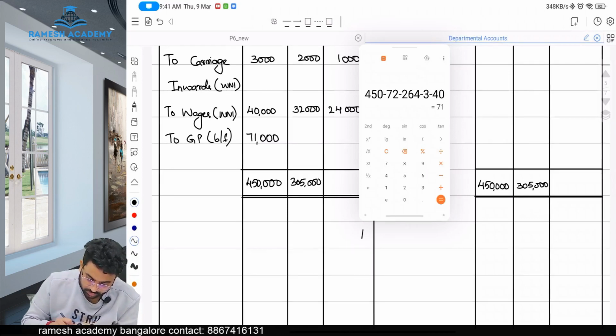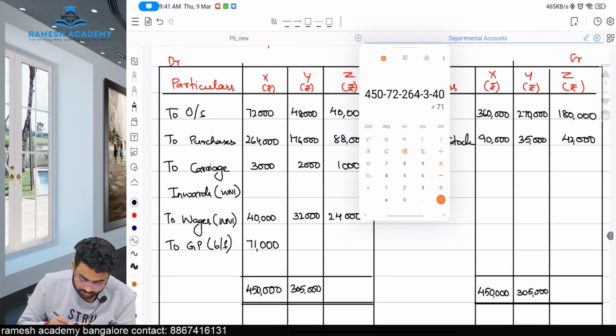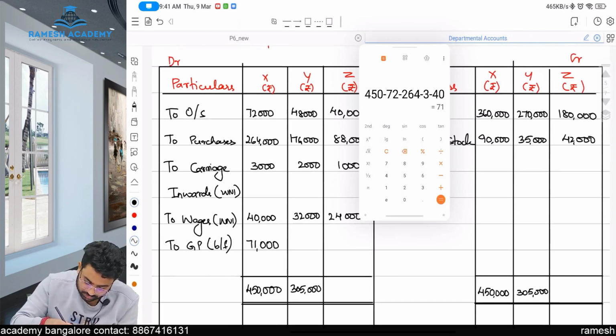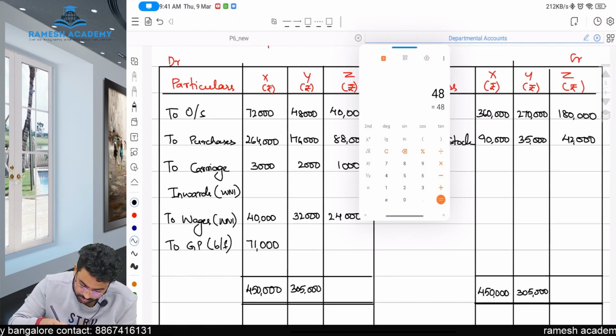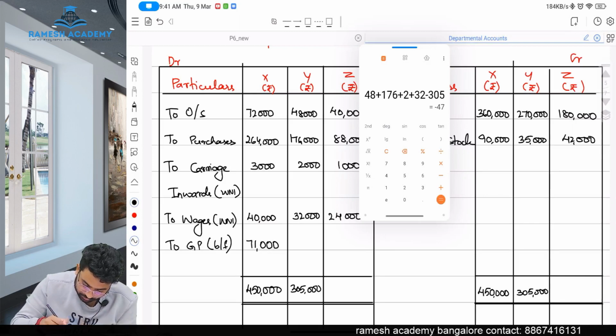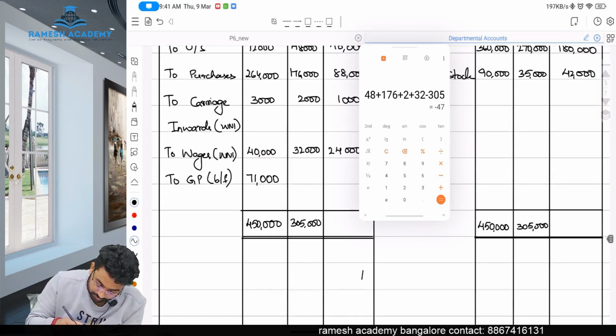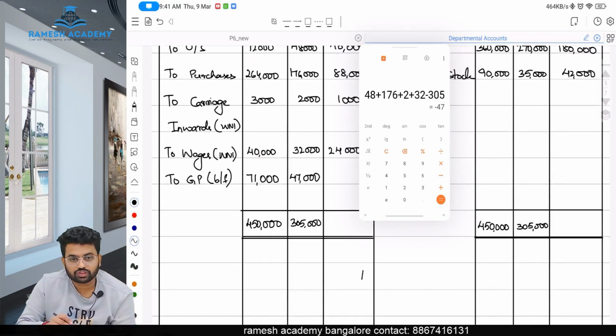305,000. So 48,000, 50,000 plus 176. 48 plus 176 plus 2 plus 32, then 258 minus 305. 47,000 is the gross profit of department Y.